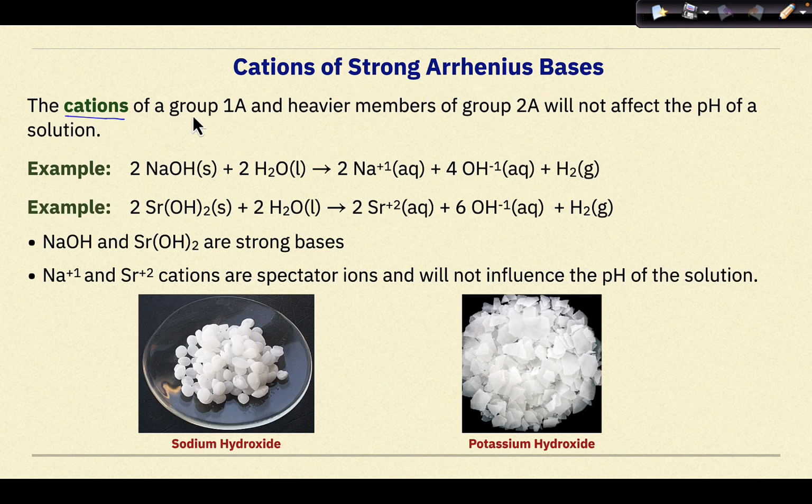Cations of strong Arrhenius bases. The cations of group 1A and heavier members of group 2A will not affect the pH of a solution. So we have two examples here. We have sodium hydroxide reacting with water to form sodium ions, hydroxide ions, and hydrogen gas. We also have strontium hydroxide reacting with water to form strontium ions, hydroxide ions, and again, hydrogen gas. NaOH and Sr(OH)2 are strong bases. The Na+1 and Sr+2 cations are spectator ions and will not influence the pH of the solution.